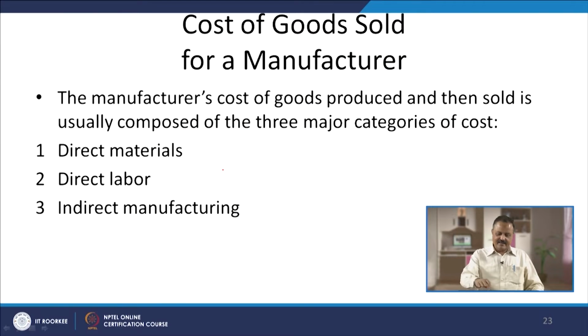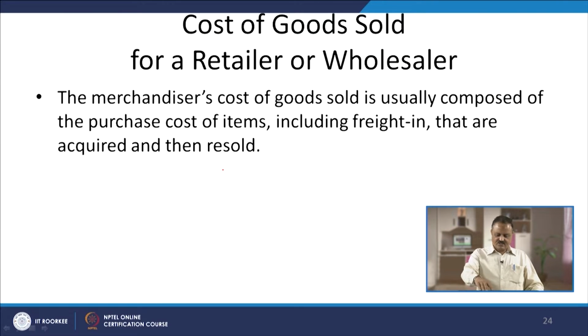We have already discussed that the cost of goods sold for the manufacturer is direct material, direct labor and indirect cost, and the cost of goods sold for a retailer or wholesaler is the cost of the goods. A merchandiser's cost of goods sold is usually composed of the purchase cost of items, including freight in, that are acquired and then resold.